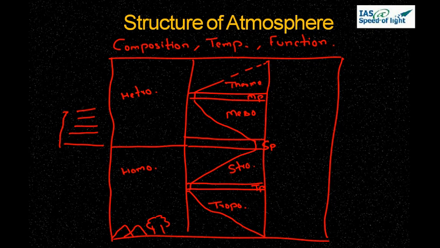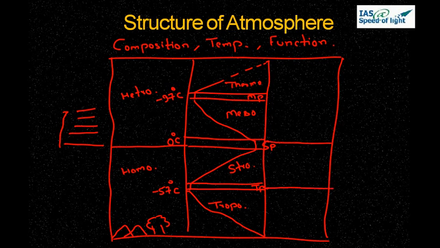The average temperature in tropopause is minus 57 degrees centigrade. Stratopause is 0 degrees centigrade. You can see that there is an increase in temperature from tropopause to stratopause. Mesopause is minus 97 degrees centigrade. So this is how we divide the different layers of the atmosphere on the basis of temperature, whether temperature is decreasing or increasing. Now coming to the third column, which is the function column, we define three shells here.